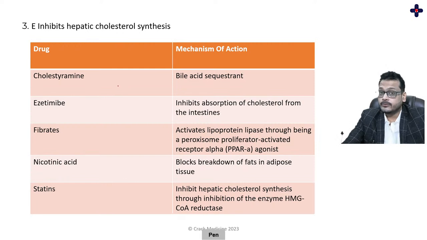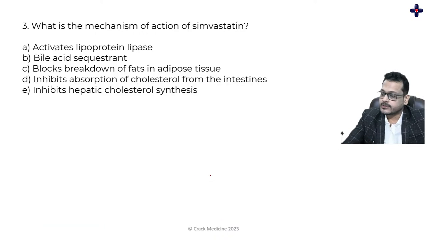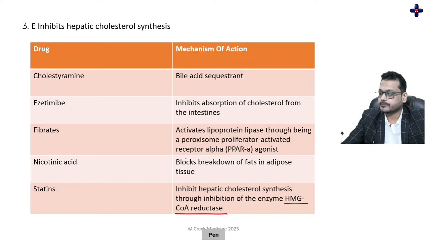Now here's another beautiful table that tells you what drug acts how. So statins, like atorvastatin and rosuvastatin, inhibit hepatic cholesterol synthesis via inhibition of the enzyme HMG-CoA reductase. Now, most of you would know the answer as HMG-CoA reductase, right? But sometimes this is how they will twist the question. There is no HMG-CoA in the options, right? There is nothing like this in the options. So this is how they're going to twist the question, okay?